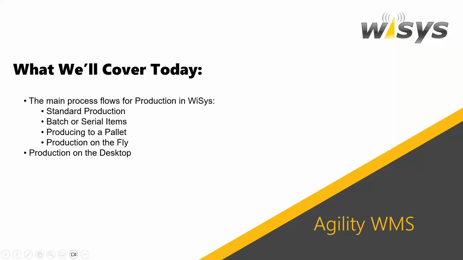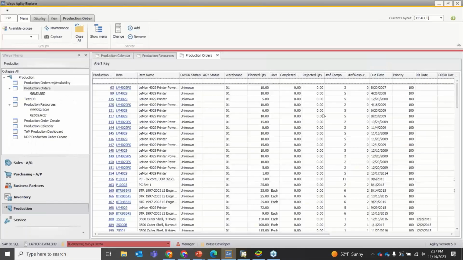All right. So I'm going to get started by jumping into Agility Explorer here. So in Agility Explorer, we have our production module. It's set up the same way as SAP, so you would go to your production module, and in your Agility folder, you would have any of the WiSys grids available to you, or if you're in Agility Explorer, you would just go to that production module and they would all be listed there.